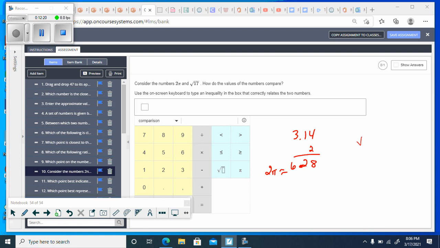Okay, square root of 17. That would be between the square root of 16, which is 4, and the square root of 25, which is 5. This is between 4 and 5. This is 6. So the square root of 17 is less than 2 times pi, because it's 4 point something.